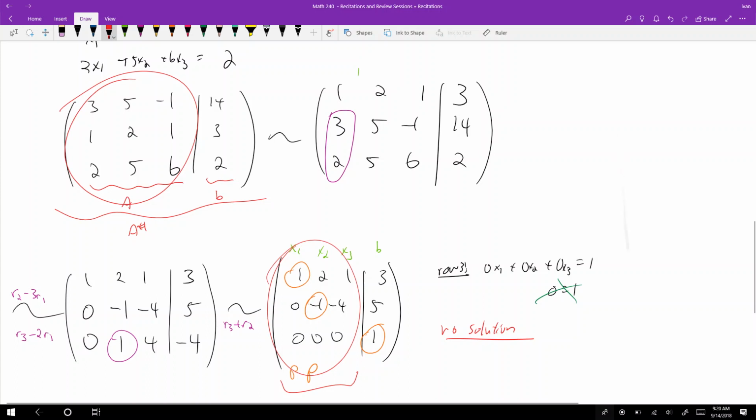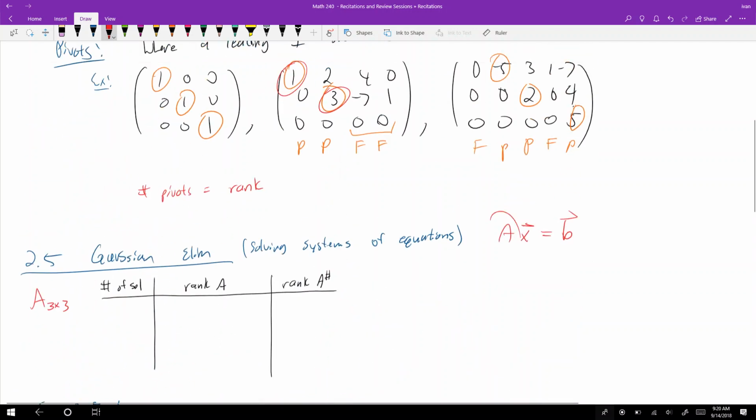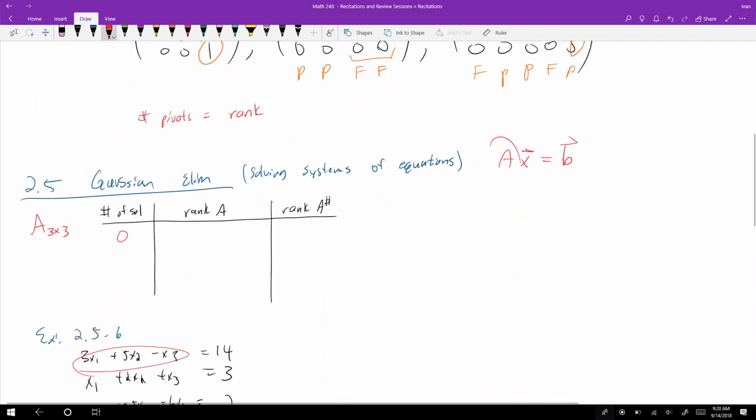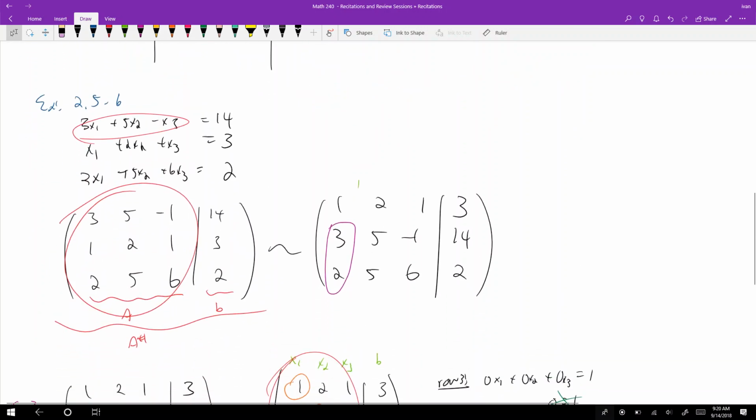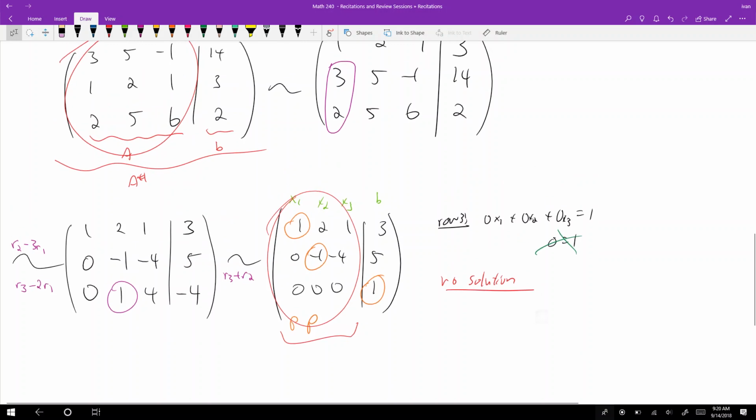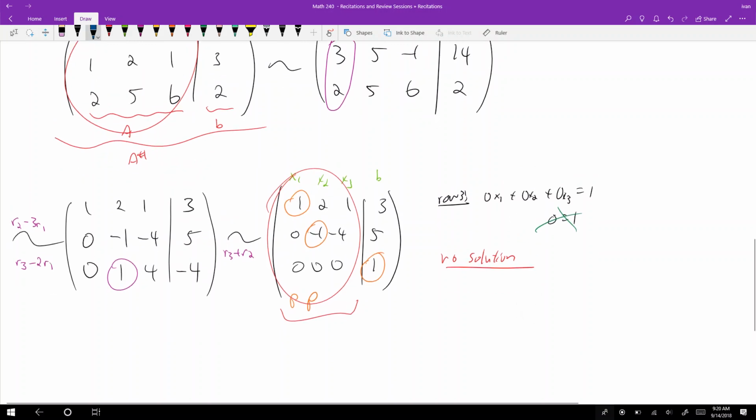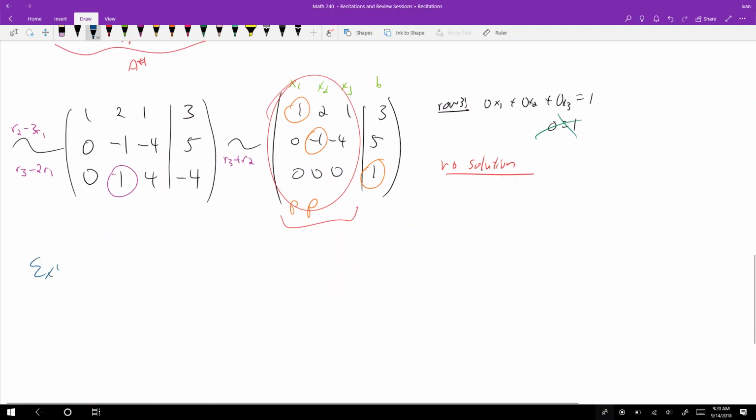Okay, so go back up here. If you have no solution, the rank of A is 2, and the rank of the augmented matrix was 3. Something doesn't quite match up there, which is why we have 0 solutions. Once we get more examples, we'll return to this. Any questions? All right.